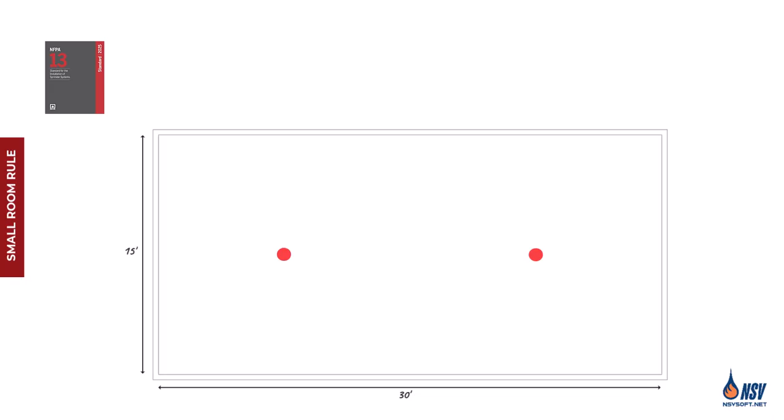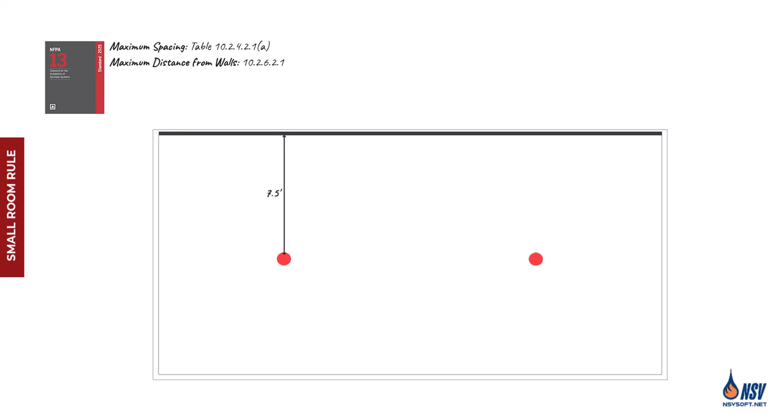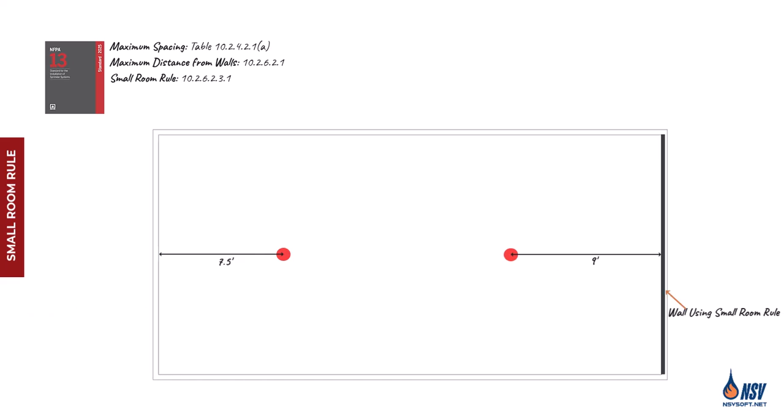Under NFPA 13, the maximum spacing for standard spray pendant and upright sprinklers is 15 feet. That means normally the distance from any wall shouldn't exceed 7.5 feet. However, in a small room, there's an important exception. NFPA allows a sprinkler to be placed up to 9 feet from one wall of the room. This is known as the small room allowance, or more commonly, the small room rule.